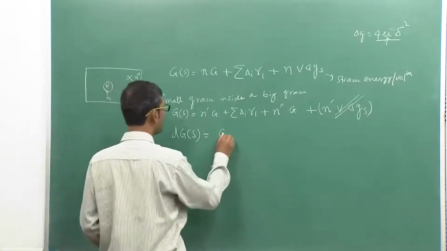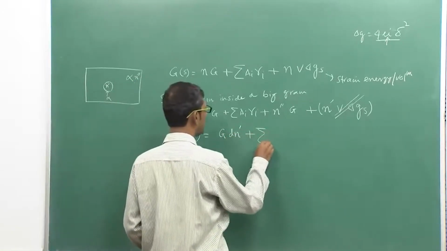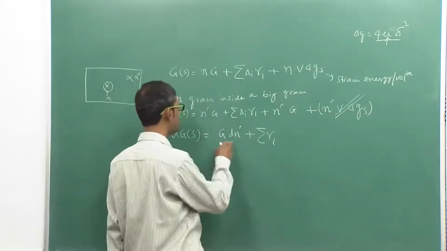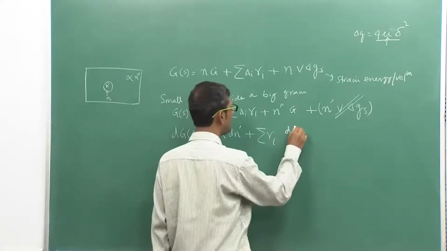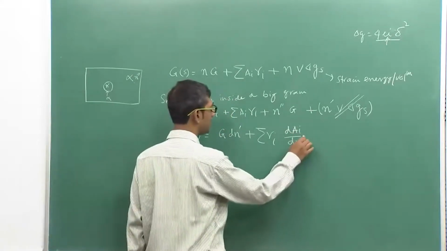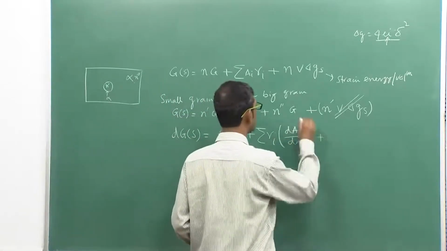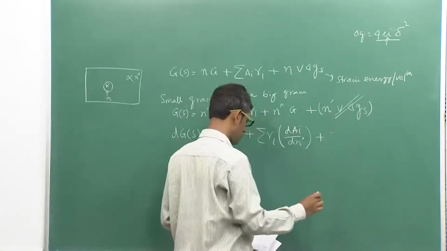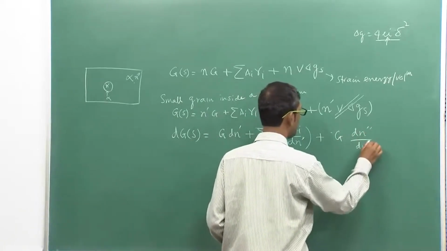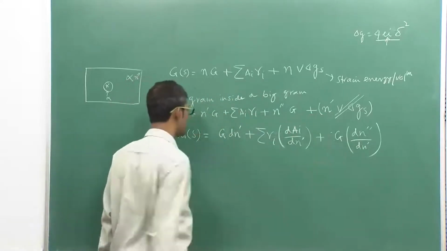Obviously, this will be G dn prime plus sigma gamma i dAi, okay. Gamma does not depend on this n. So, then this is dAi by dn prime, plus n double prime G dn double prime by dn prime. We have assumed initially that the strain energy part is not existing.